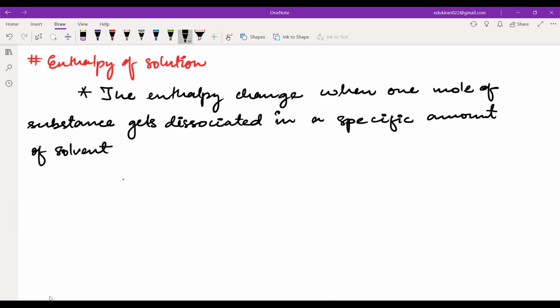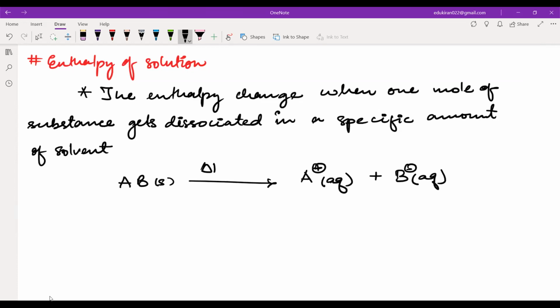So what happens? You will have some AB solid and you will put that in water. Okay, and you are going to get A plus aqueous plus B negative aqueous. So this is the delta H naught of solution, enthalpy of solution.